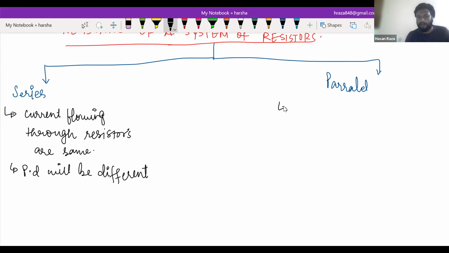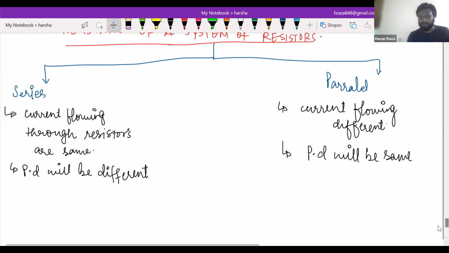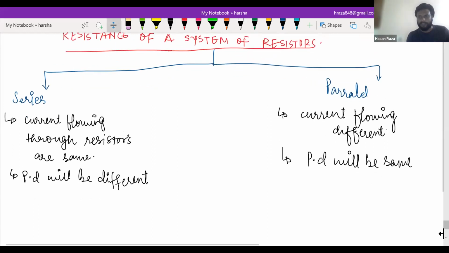Now, what is parallel? The current flowing is different through different resistors. And also, second point, PD will be the same. This is how we recognize whether resistors are in series or parallel. Just write it, then I will show a representation. It will be more clear to you.